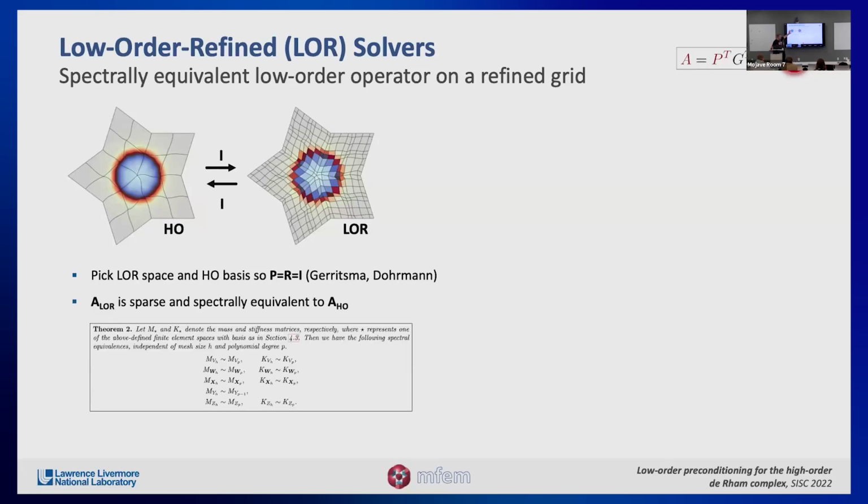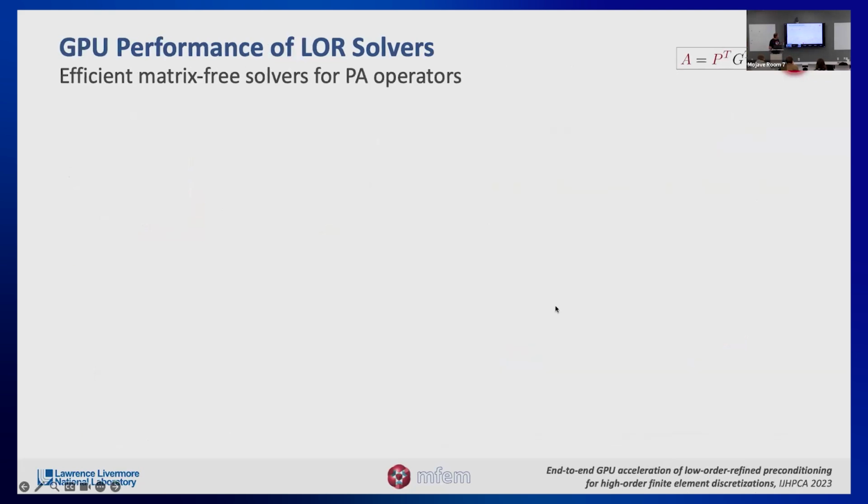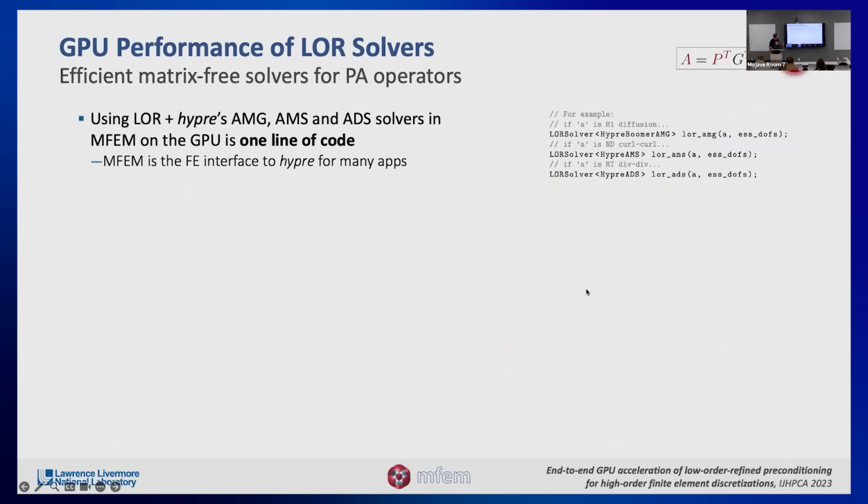It turns out that if you have the right high-order basis here, you can get spectrally equivalent mass and stiffness matrices for all the spaces in the de Rham complex. So you can still be matrix free when you evaluate the operator, but here you can assemble because now you're sparse, and use a standard preconditioner for the matrix-free evaluation. And that works really well. It was known that this worked for H1, but we've shown that it also works for H(curl) and H(div), for magnetic diffusion and the like. And in MFEM, using these LOR solvers is a one-liner.